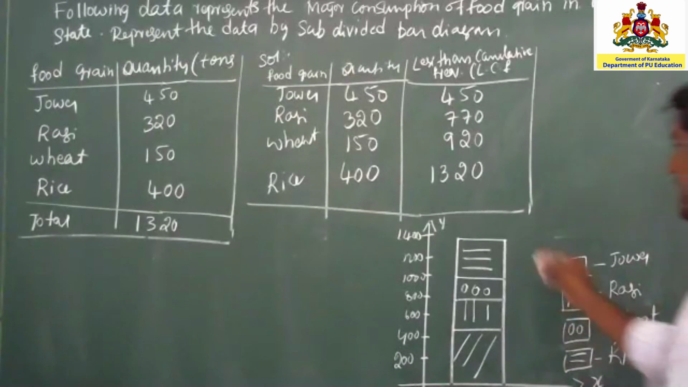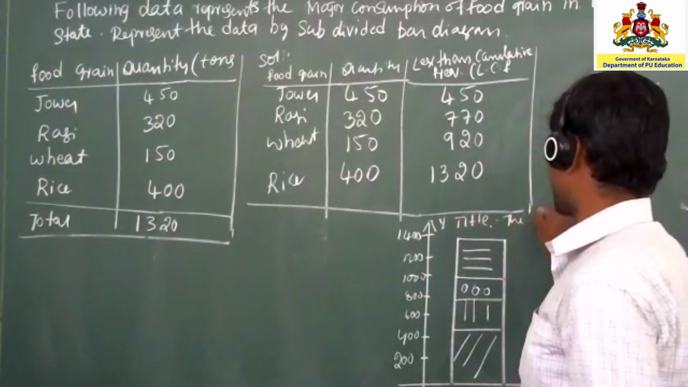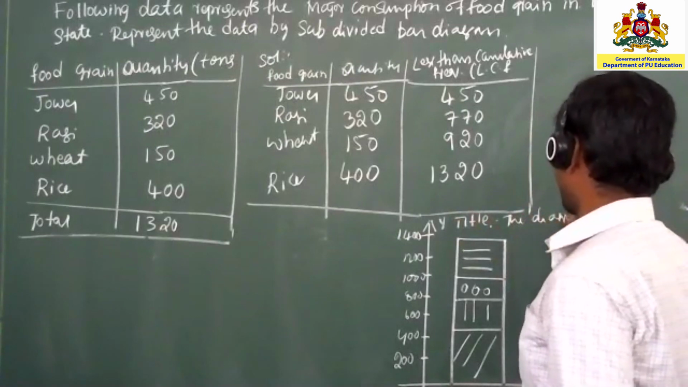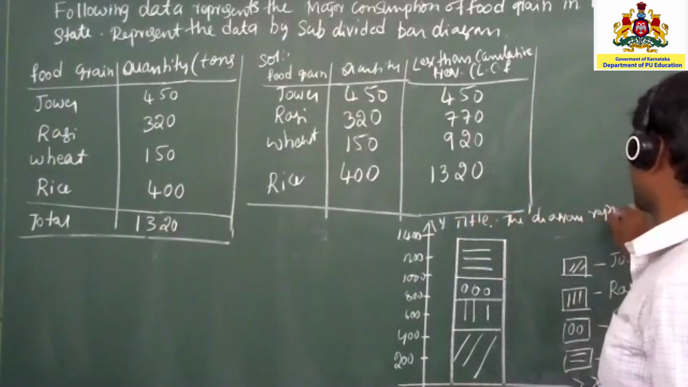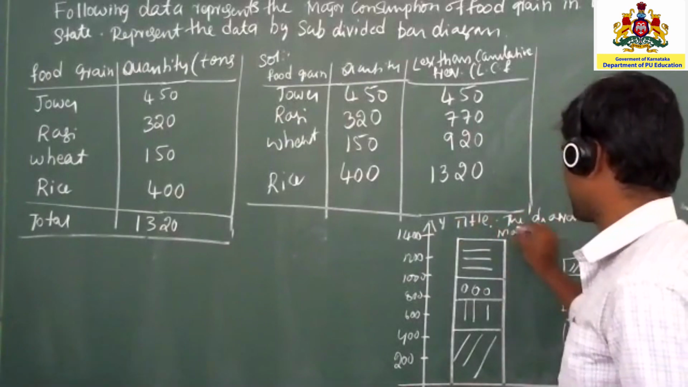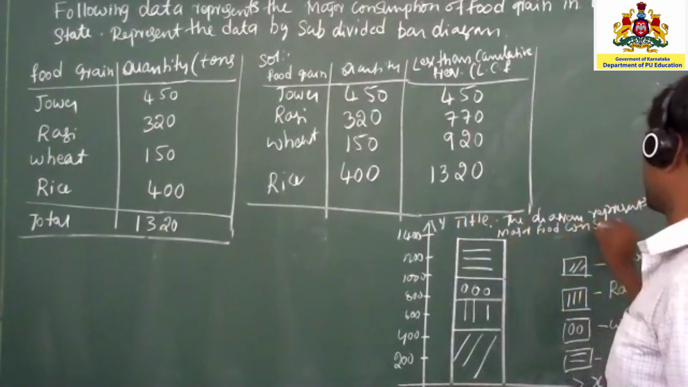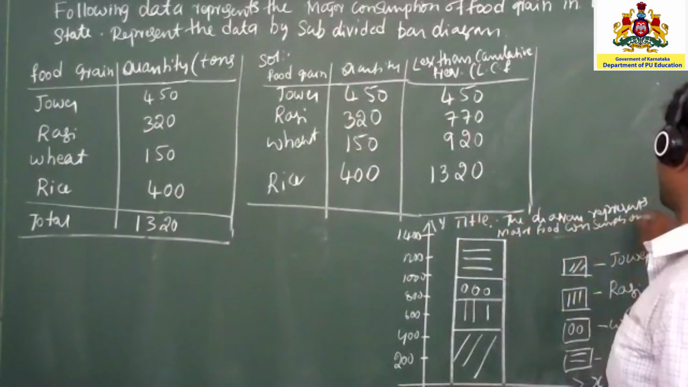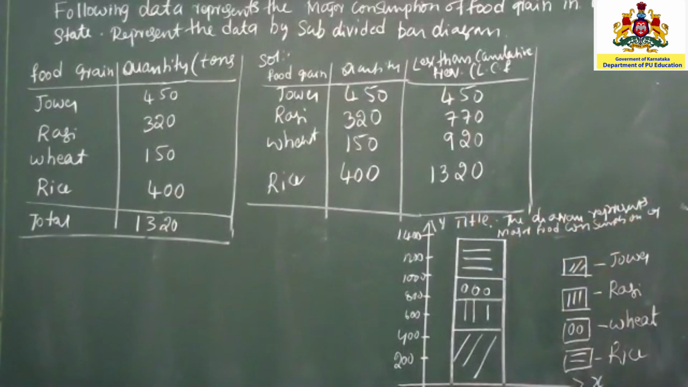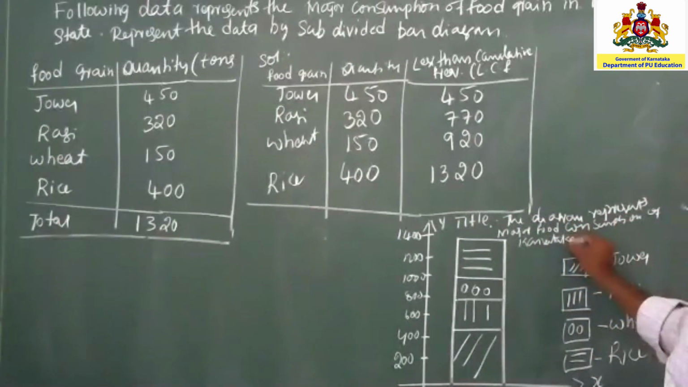And similarly the title. The diagram represents the consumption of major food grains of Karnataka state. This is the title.